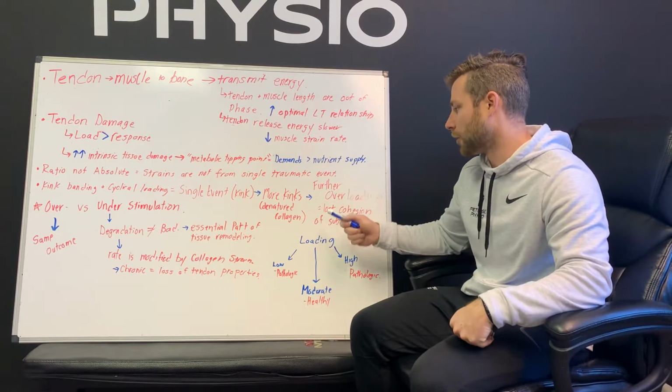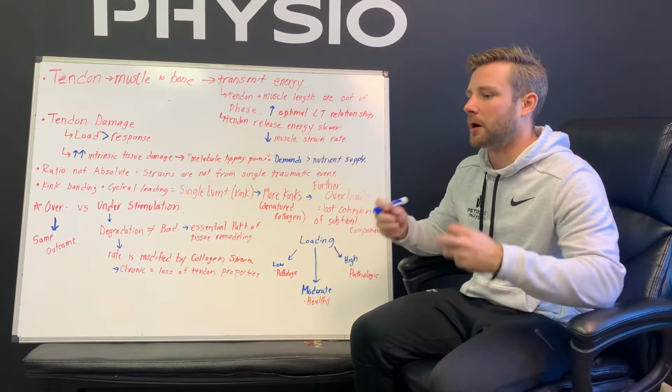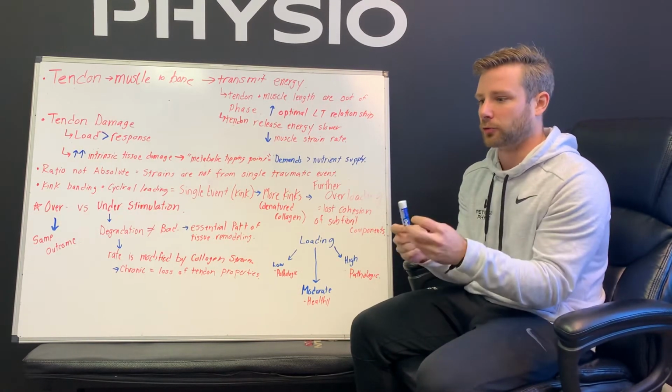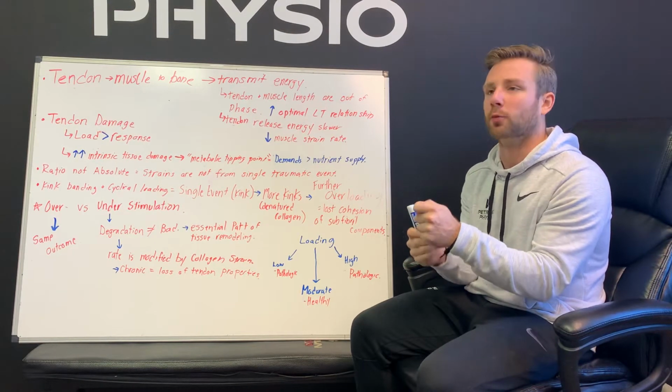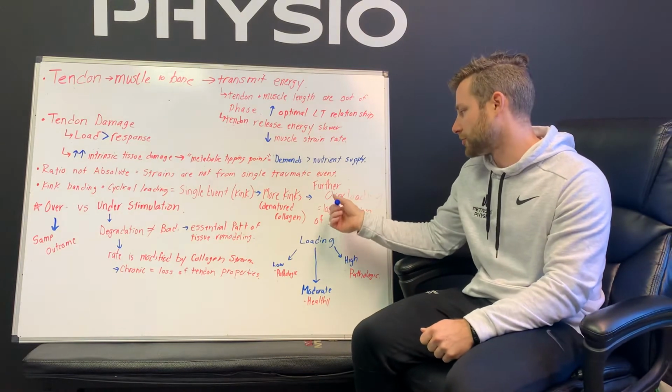With further overloading, you'll lose cohesion of those fibril structures to each other. The smaller parts of the tendon lose the cohesion by which they work together, and they become basically a macro kink. That's when we experience our strain.